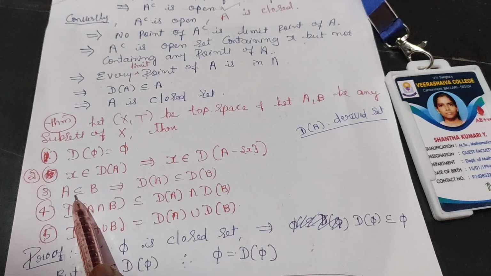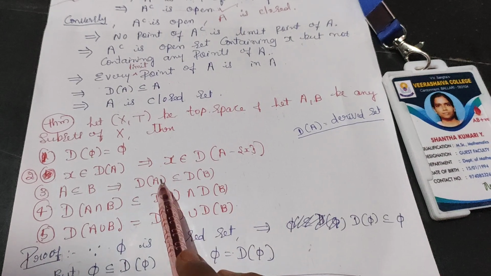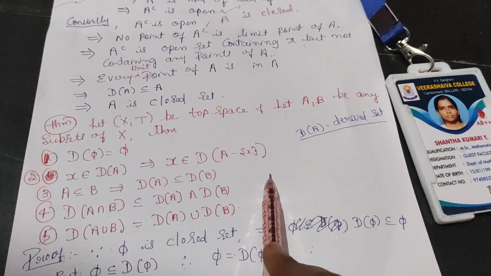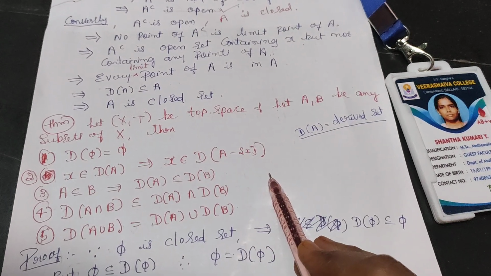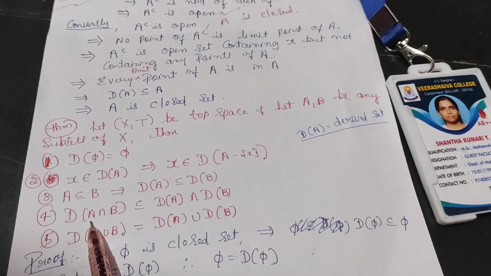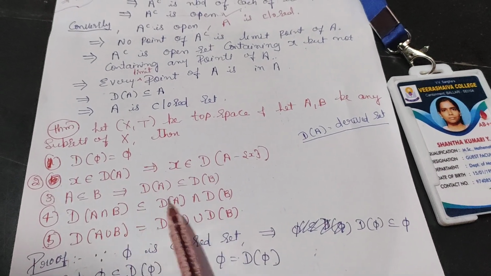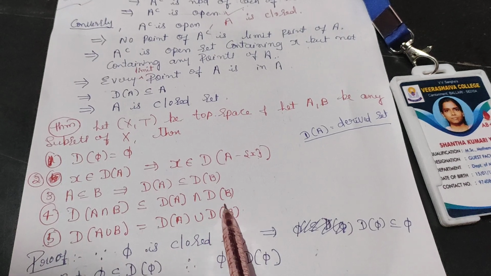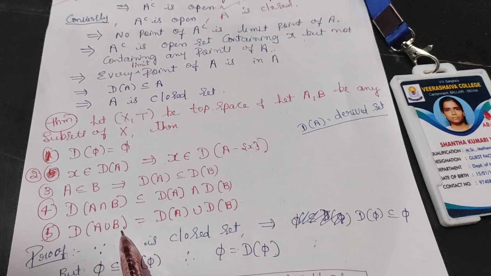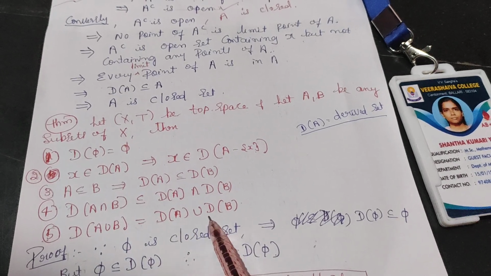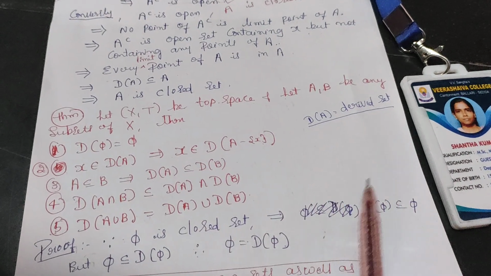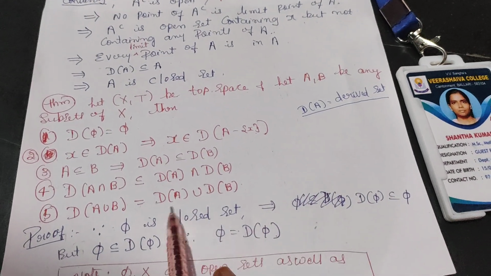Next, suppose A is a subset of B, then D of A is a subset of D of B, where D of A and D of B are the derived sets of A and B respectively. Fourth, D of A intersection B is a subset of D of A intersection D of B. And lastly, D of A union B is equal to D of A union D of B. Let us prove these five relations.